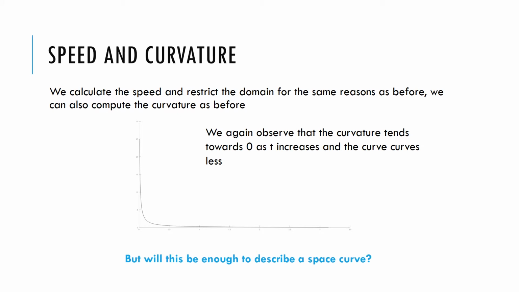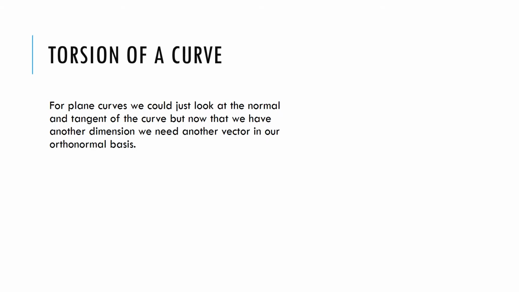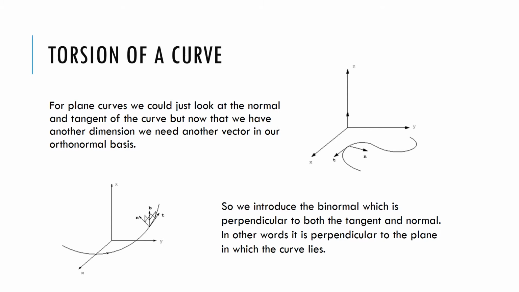But will this curvature alone be enough to describe a space curve? Well, actually we need another piece of information, which is known as the torsion. In the case of plane curves, we only needed to consider the normal and tangent to the curve. But now that we're considering another dimension, we need another vector on our orthonormal basis. Hence, we introduce the binormal, which is perpendicular to the tangent and the normal. That is, it is perpendicular to the plane in which the curve lies.